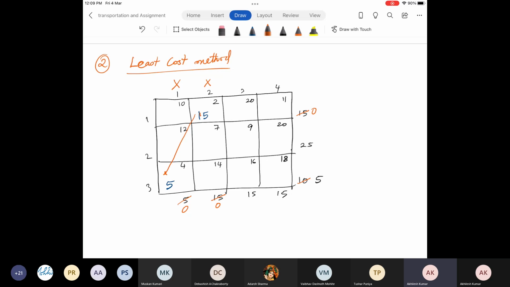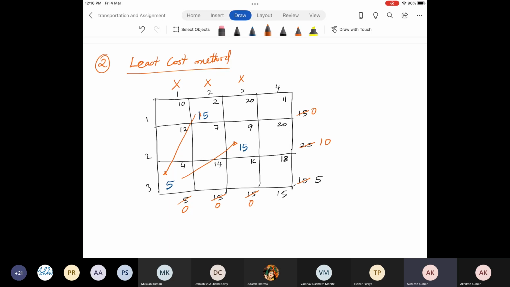Now from uncovered cells, tell me which one is the minimum cost now? 9. Yes. So here my supply is 25 and demand is 15. So I will satisfy all the demand as 15, and I will cross this to 10. I will cross this to 0 and cross this column.